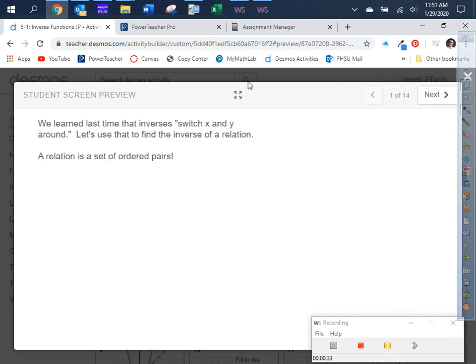Alright, so here's slide 1. You'll have to do a little reading. Remember we talked about inverses last time. You switched X and Y around. That's a major thing. So go to Desmos right now, do slides 1 through 4.